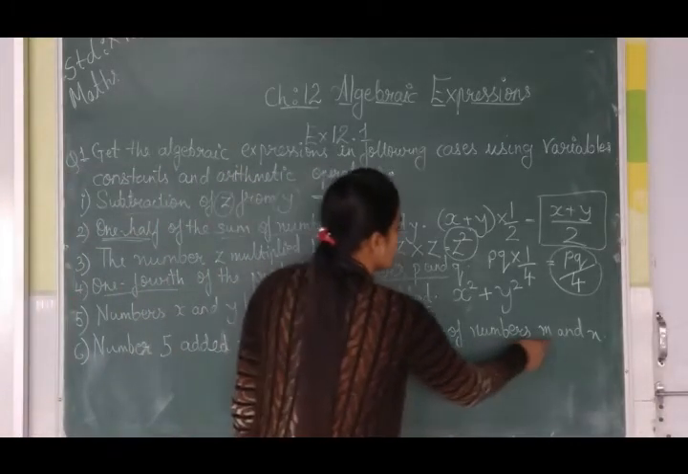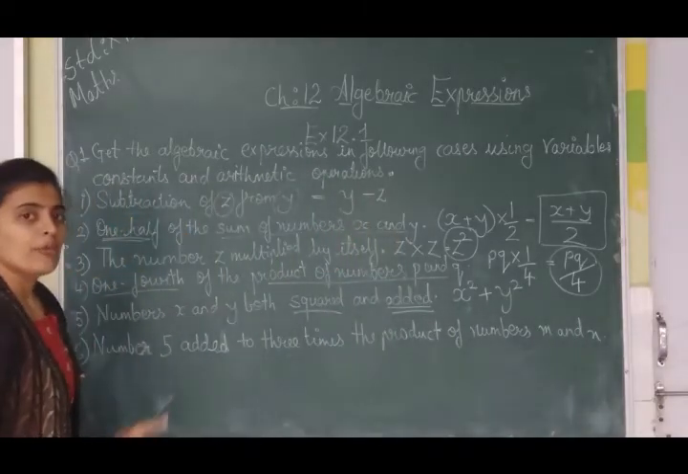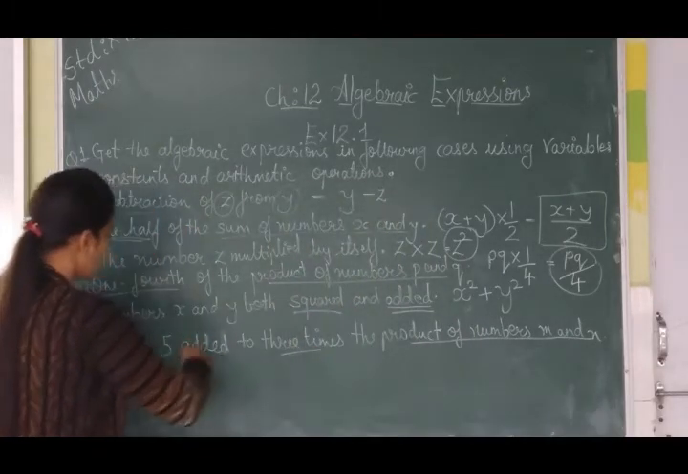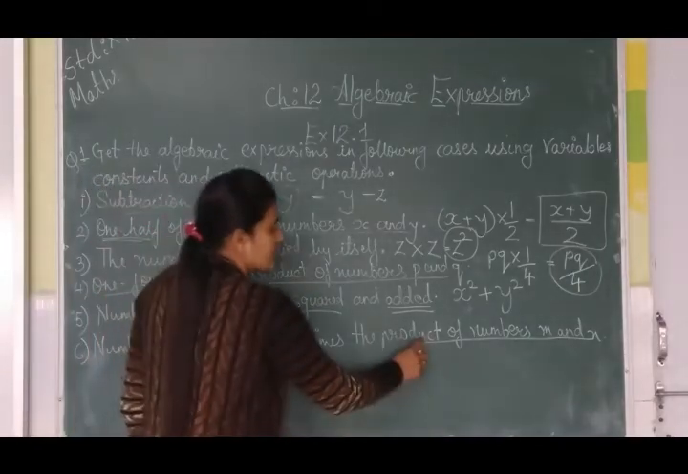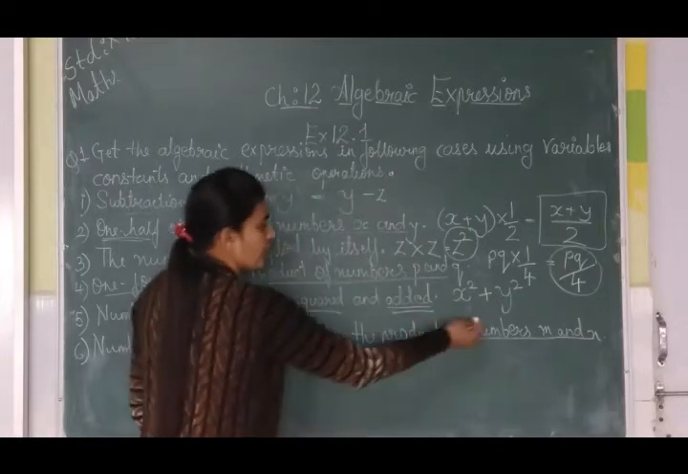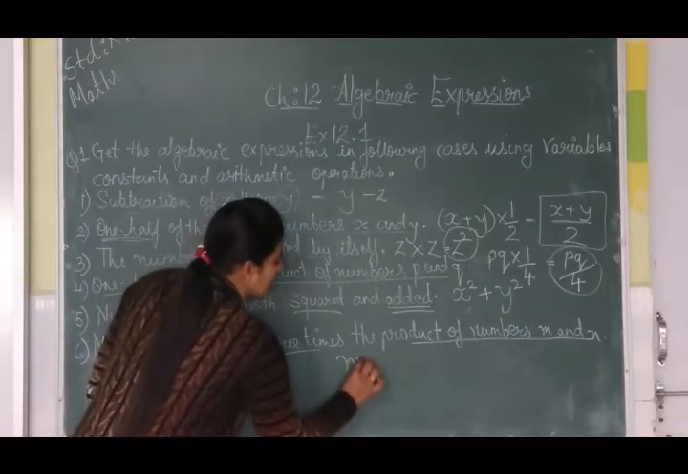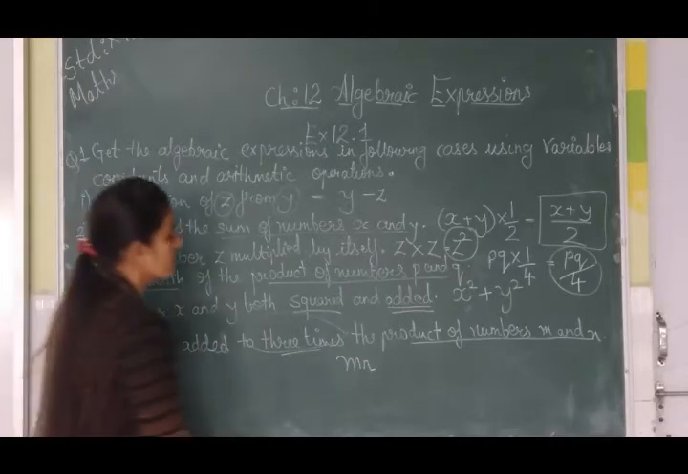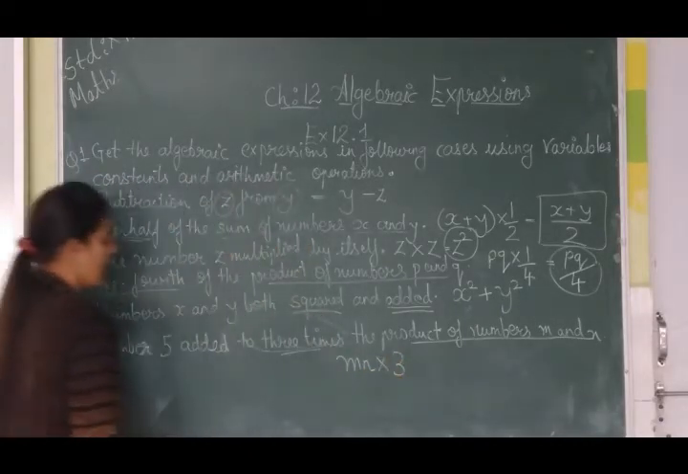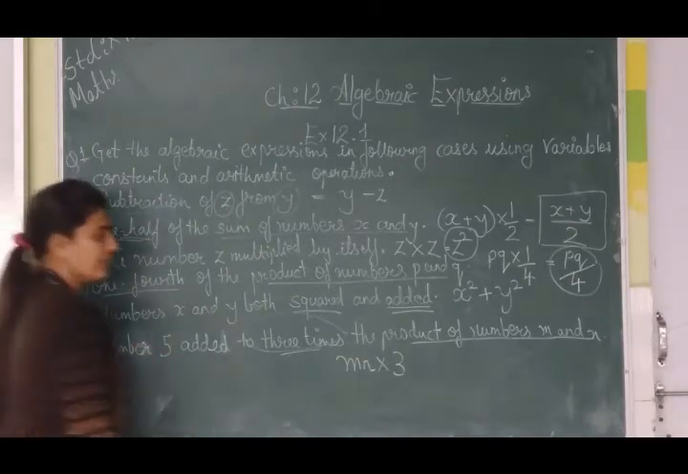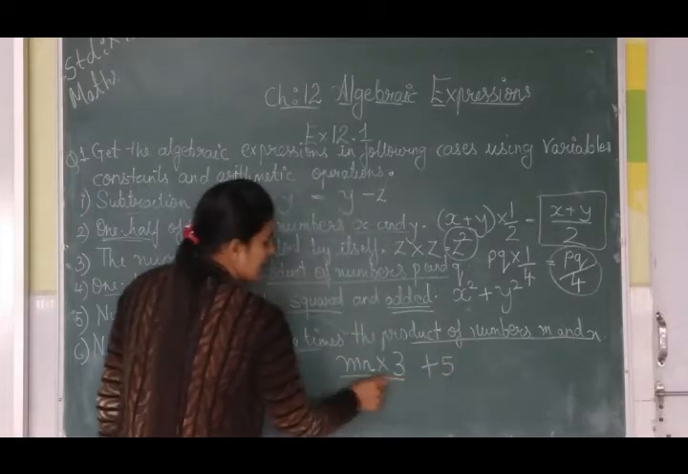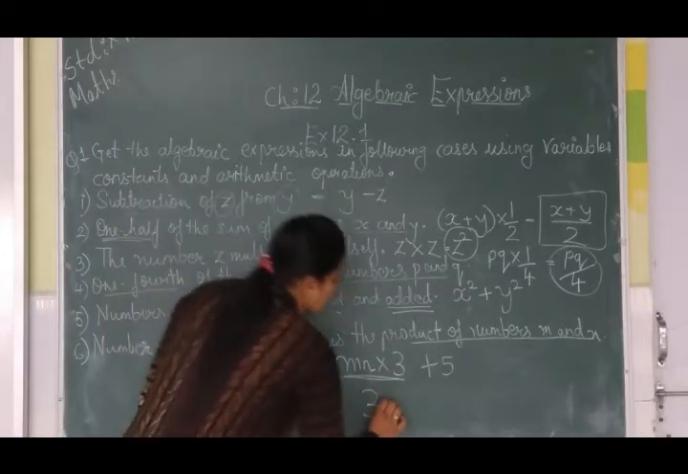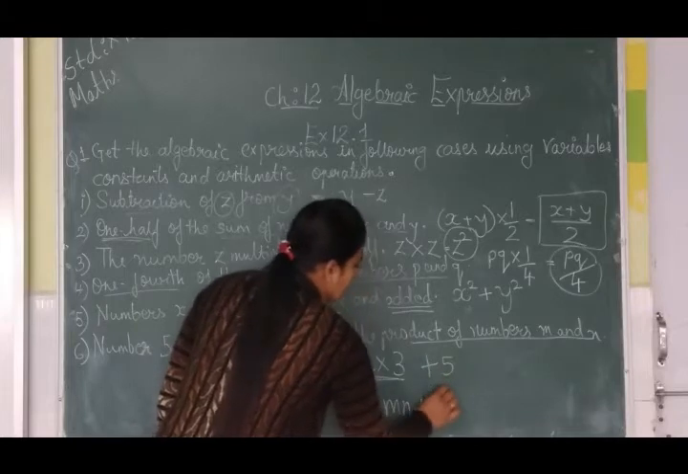3 times the product of numbers m and n. So first we need the product of numbers m and n. After that it's 3 times. After that we have to add the 5. So first the product of m and n, which will be written as mn. Again, the product of m and n 3 times, that means we have to multiply by 3. After that, 5 added means we have to add 5. So plus 5. This can be written as 3. First we will write down the numerical constant. After that we will write down the variables, 3mn, plus, as it is, 5.